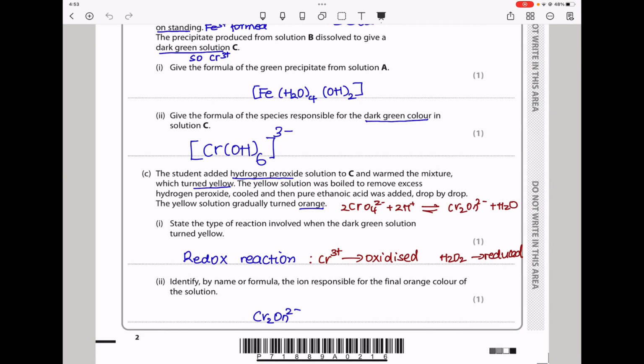So they say, state the type of reaction involved when the dark green solution turned yellow. That is going to be a redox reaction because chromium 3 is going to be oxidized to chromate 6 and hydrogen peroxide is going to be reduced. Then they say, identify by name or formula the ion responsible for the final orange color of the solution. This is going to be the dichromate ion.